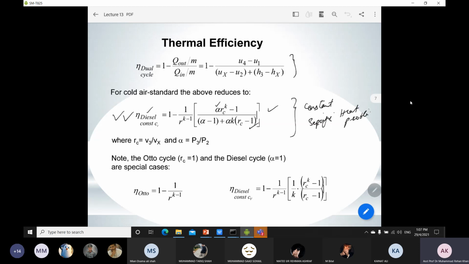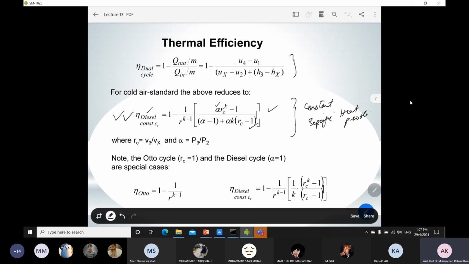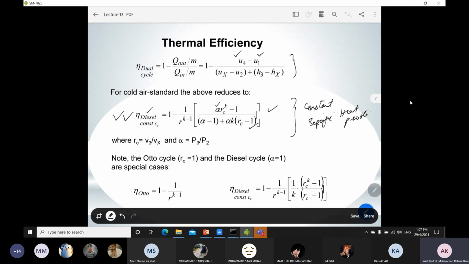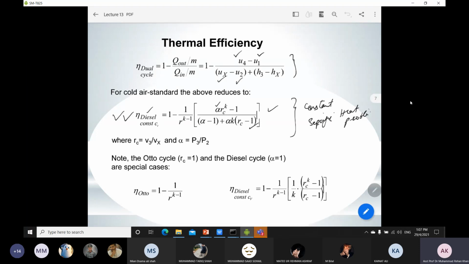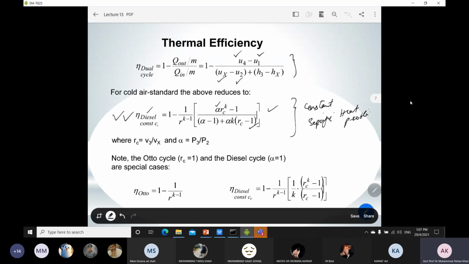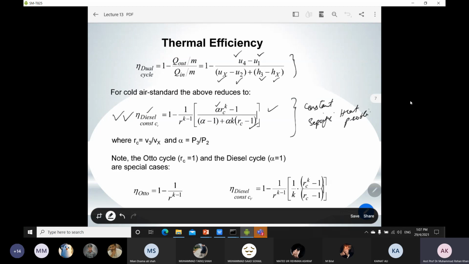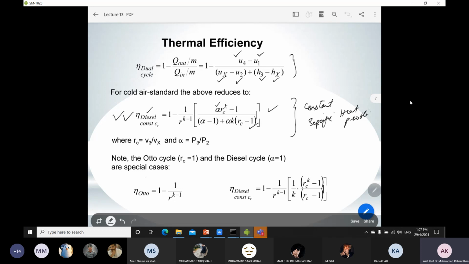Okay, so now here is the equation for the variable specific heat problem. For that you have to find the value of the internal energy from 4 to 1, which is the constant volume heat rejection process, and also the internal energy for the constant volume heat addition process, which is ux minus u2, and then you have to find the enthalpy value for the constant pressure heat addition process. Okay, and for this you have to find the values from the thermodynamic table.